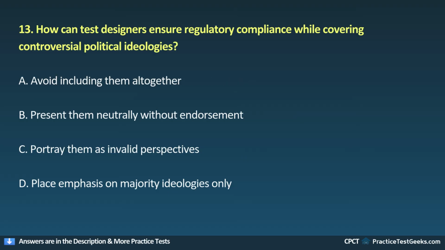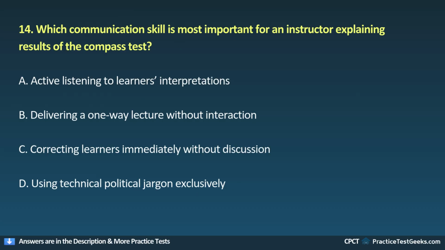13. How can test designers ensure regulatory compliance while covering controversial political ideologies? A. Avoid including them altogether. B. Present them neutrally without endorsement. C. Portray them as invalid perspectives. D. Place emphasis on majority ideologies only.